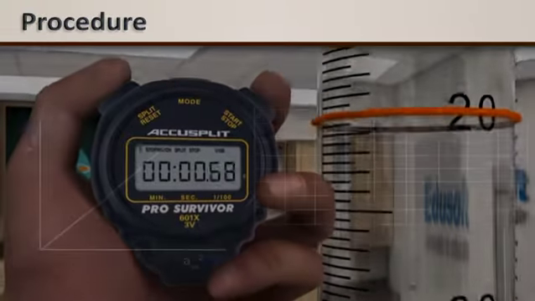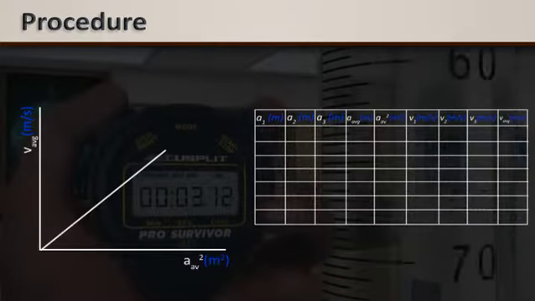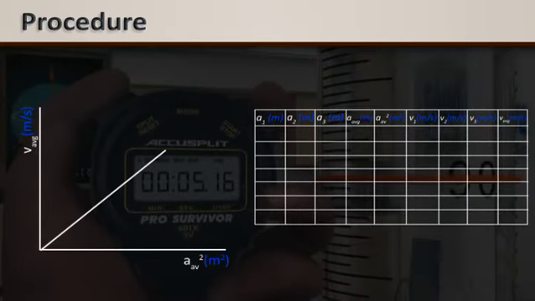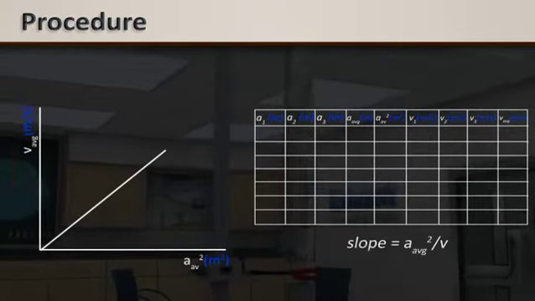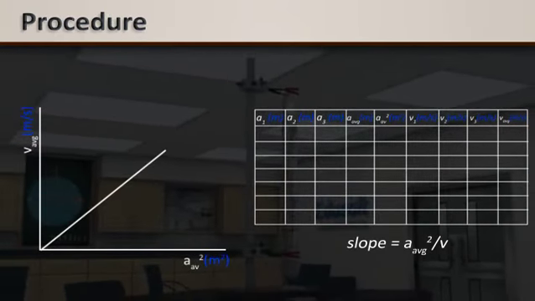Plot a graph between R average squared against V average, and draw the best line through the origin, and from the graph find the slope, and then calculate the coefficient of viscosity.